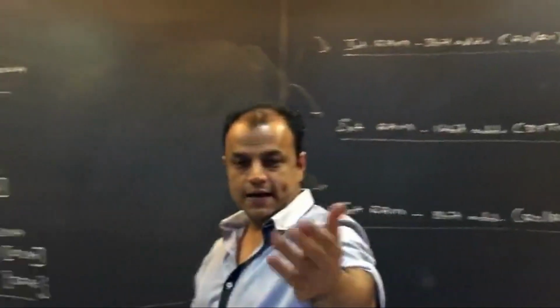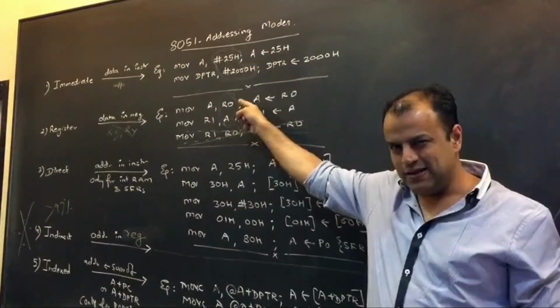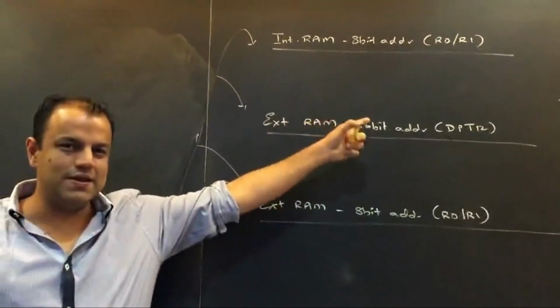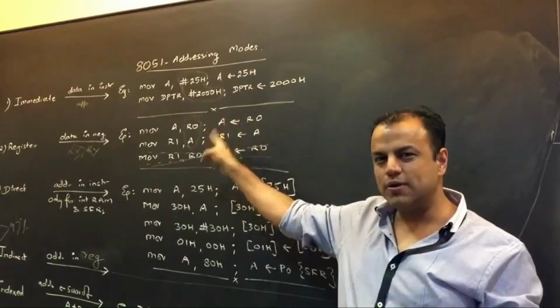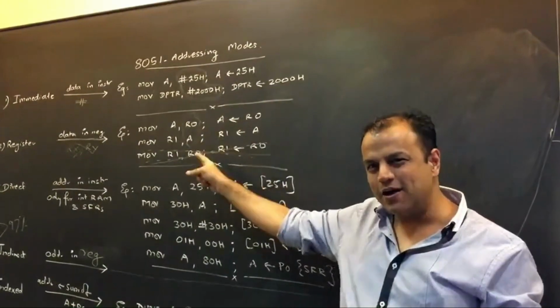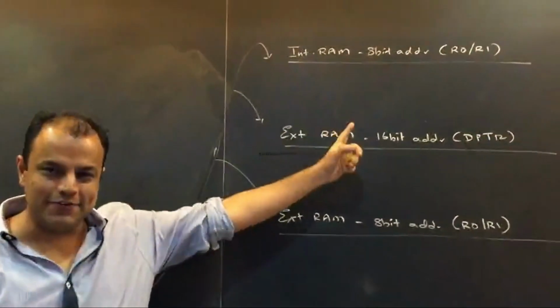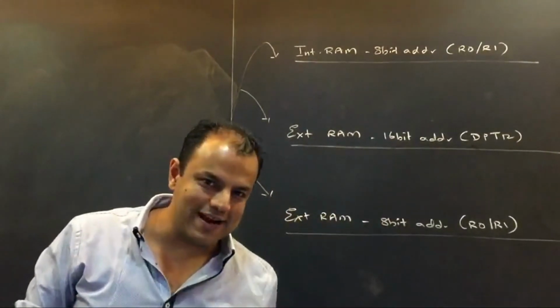Now, don't misunderstand. I'll tell you what this means. Here, the register is giving data. Here, the register is giving an address. If you want to give data, you can use any register from R0 to R7. But if you want to give an address, you can use only R0 or R1. Tell me, did you understand this much?